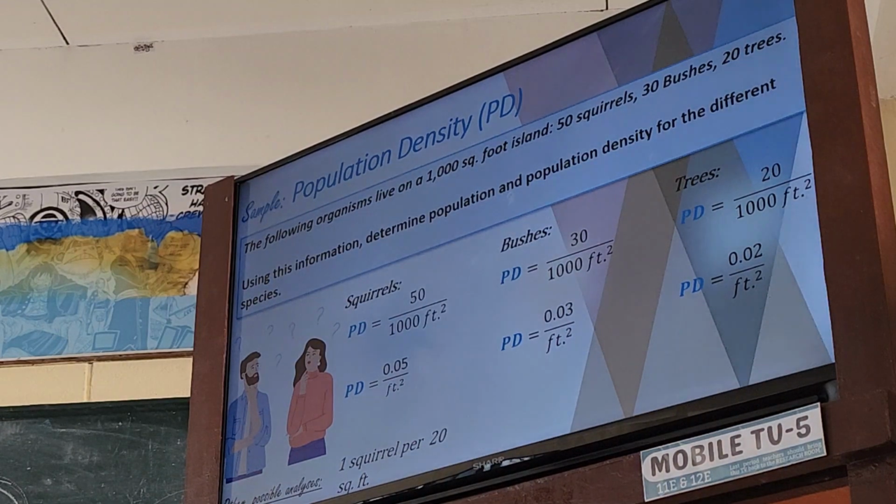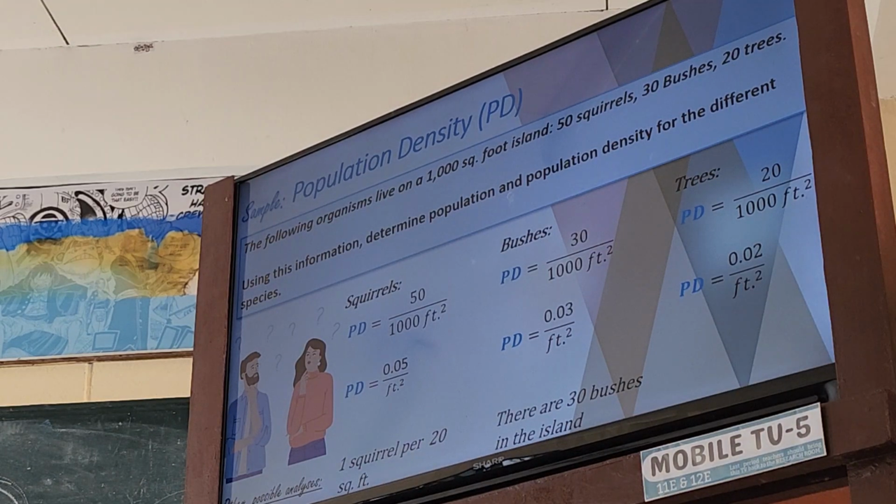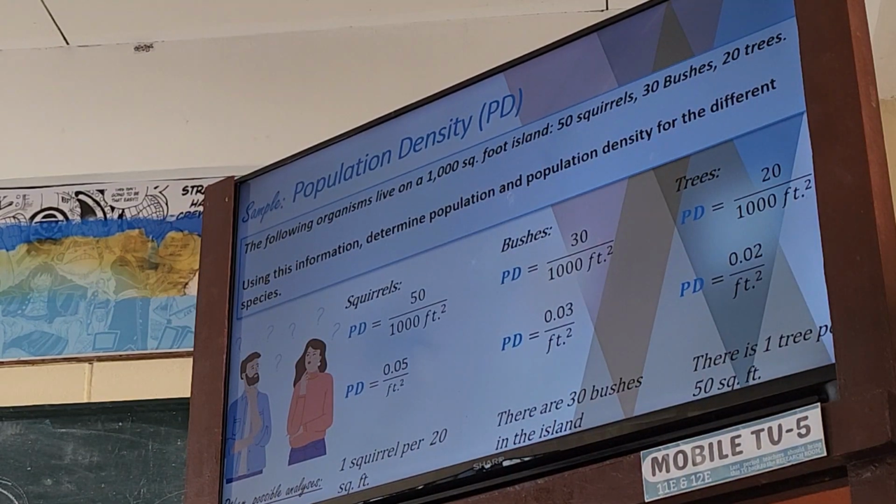Your bushes generally, like what was said earlier, well, technically, sure, based on the story, it's just 30 bushes for the entire 1,000 square foot. Very plain and simple, very straightforward. Or for the trees, you would require around 50 square feet per one. These are different ways of analyzing your data. So it's not just one specific interpretation.